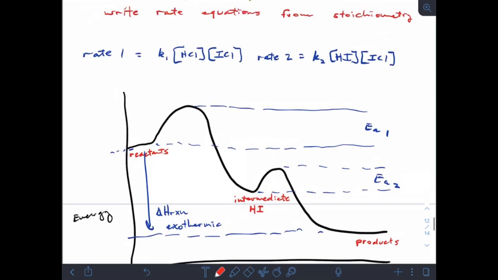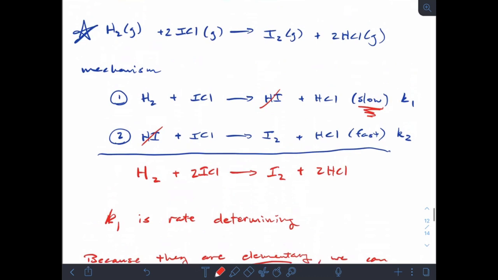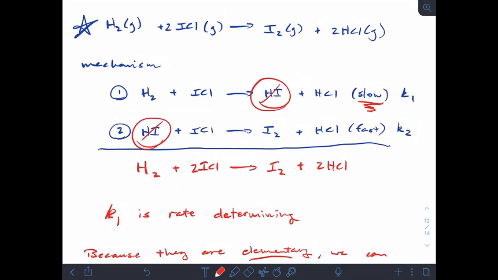Okay, so looking at our reactions here, an intermediate is something that is made in the first reaction and immediately used up in the second reaction. So in this case, the one that is made in the first reaction and used up in the second reaction is the HI. So HI in this set is the intermediate. Okay. The HCl is made in both reactions, so it's not an intermediate in this case.